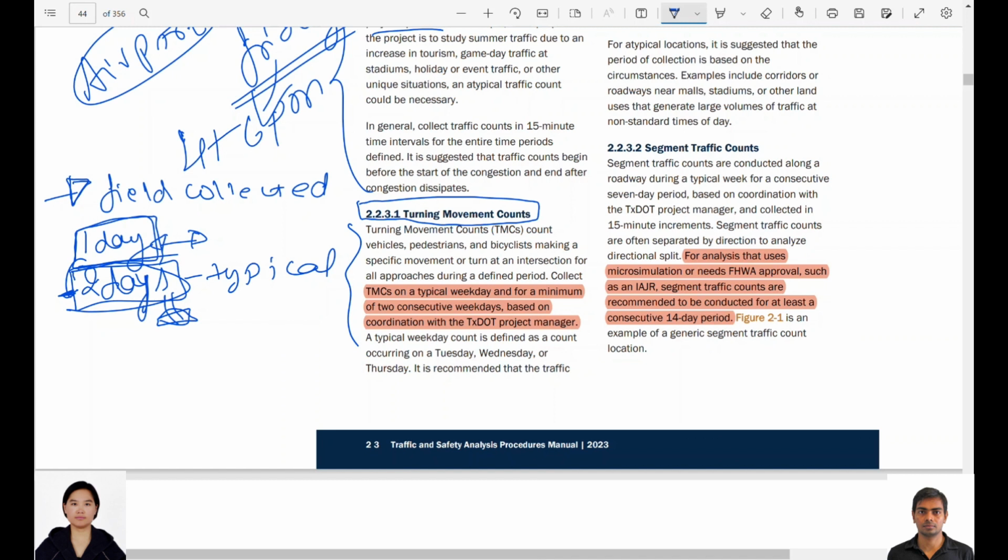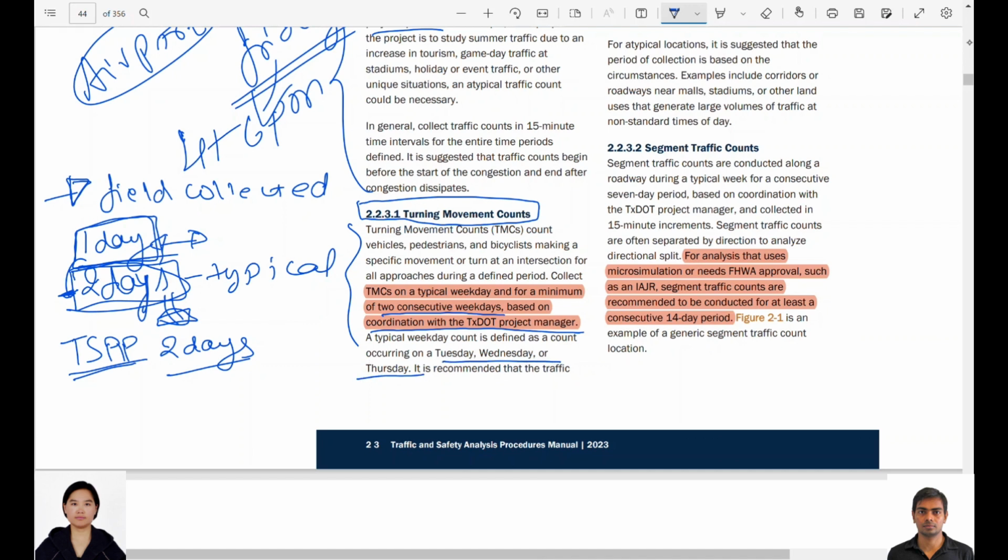So turning movement count based on this TSAP manual for Texas projects. Based on the TSAP manual for Texas projects, turning movement count should be collected for 2 consecutive weekdays and based on coordination with the TxDOT project manager. A typical weekday count is defined as the count occurring on Tuesday, Wednesday, or Thursday.